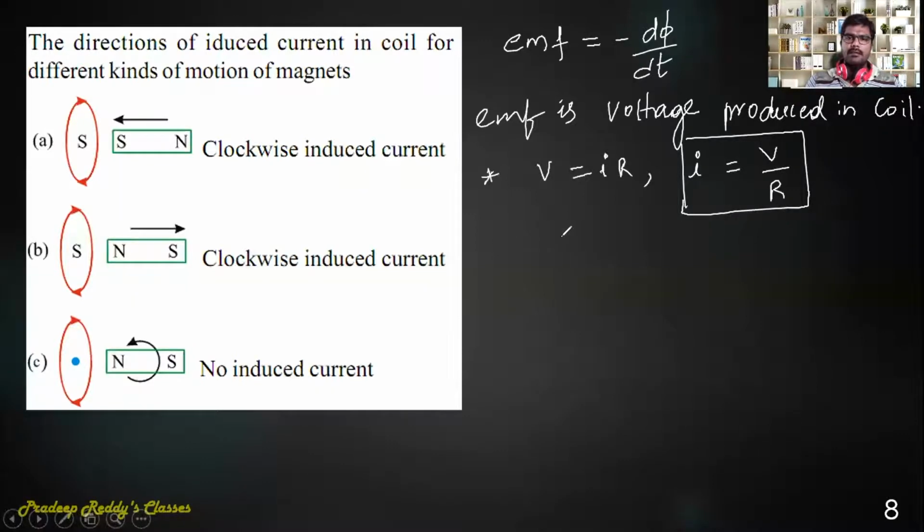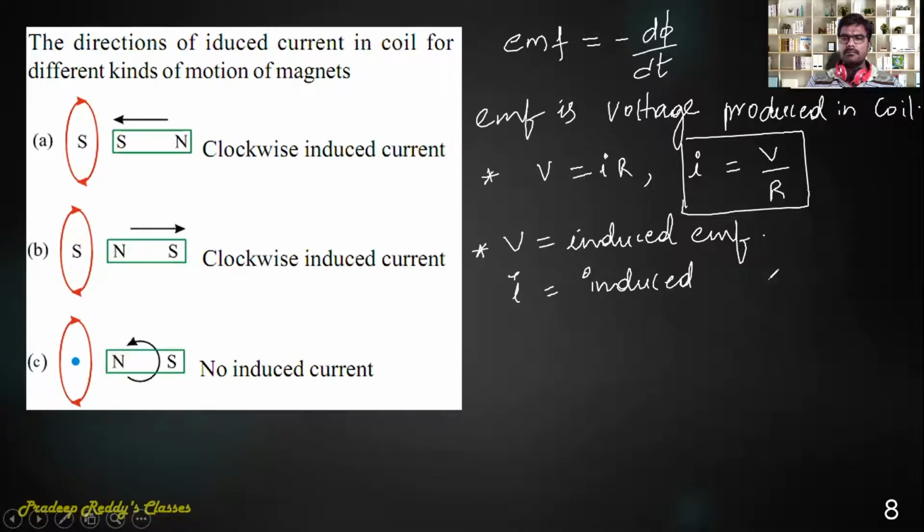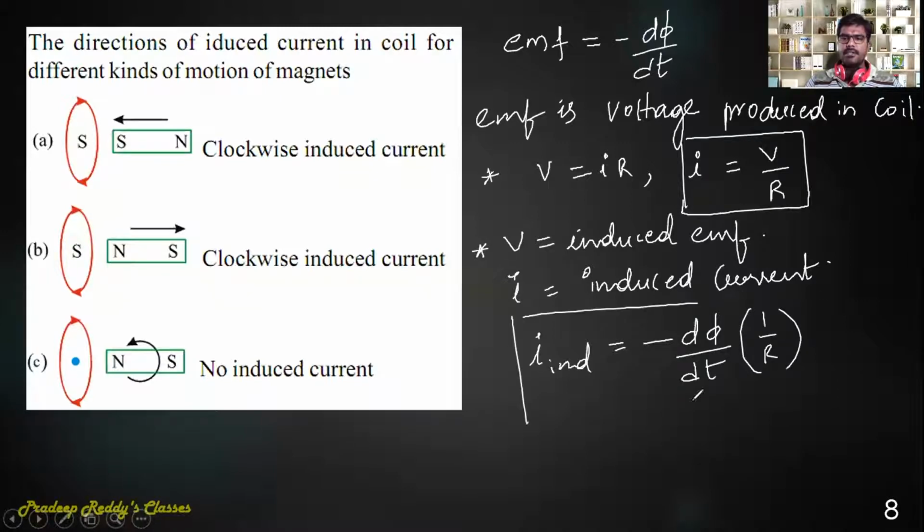And this V is called induced voltage, and I is called induced current. This induced current is equal to minus d phi divided by dt into 1 by capital R. This is the equation for induced current, and the unit of induced current, however, will be ampere.